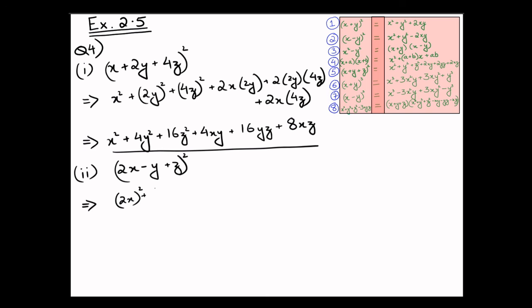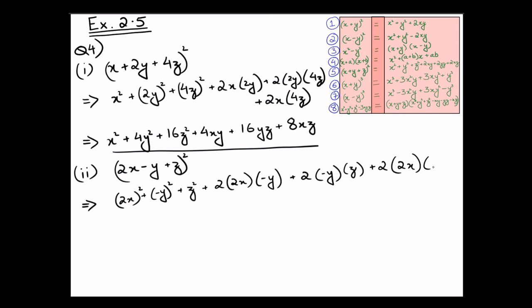We get 2x whole square plus minus y square plus z square plus 2 into 2x into minus y plus 2 into minus y into z plus 2 into 2x into z. When I open all the brackets, I get 4x square plus y square plus z square minus 4 times xy minus 2 times yz plus 4 times xz, and that's the expansion.